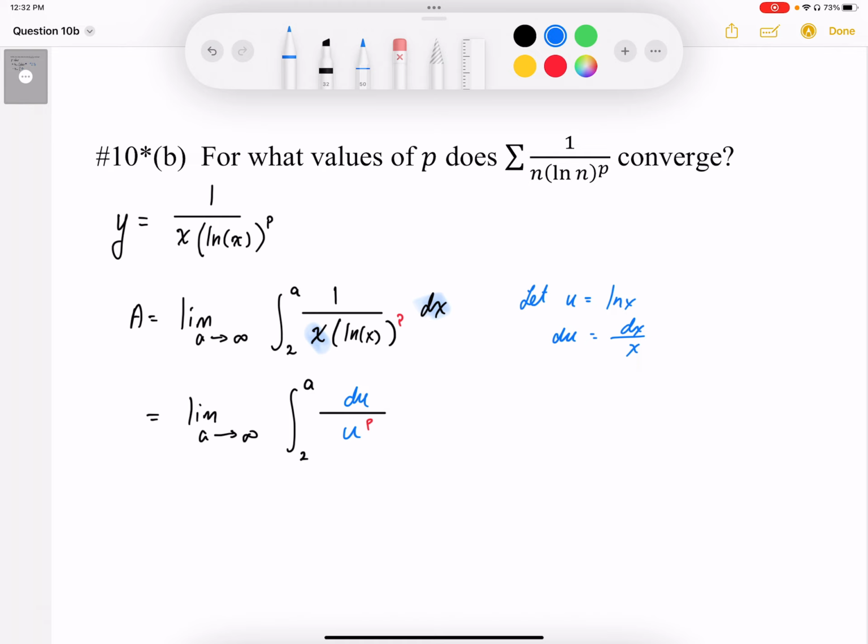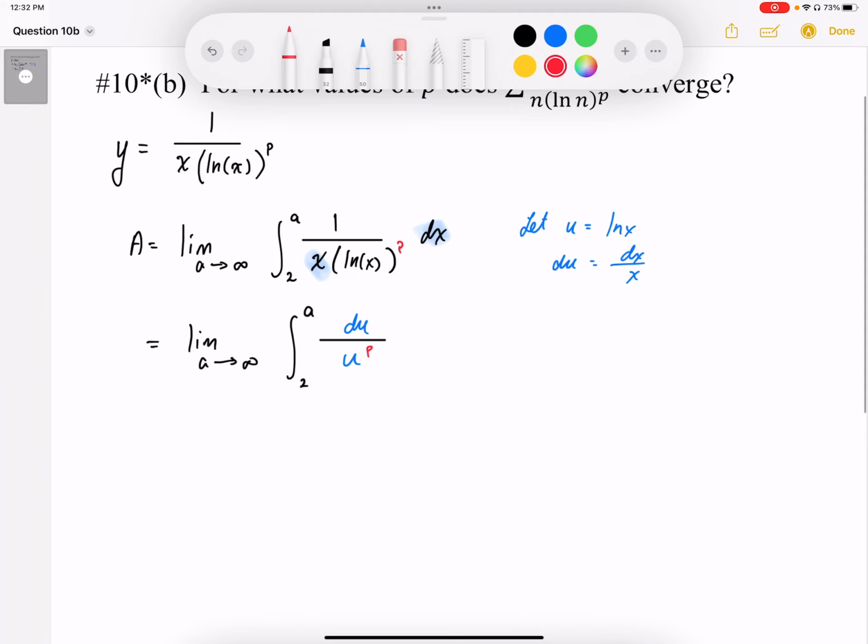Now we have to look at different cases here. If p is 1, then we have to use log. If p is not equal to 1, we can use the power rule. But really p equals 1 is going to be our boundary case. So we're going to let p equal 1, and then we're going to do this problem.